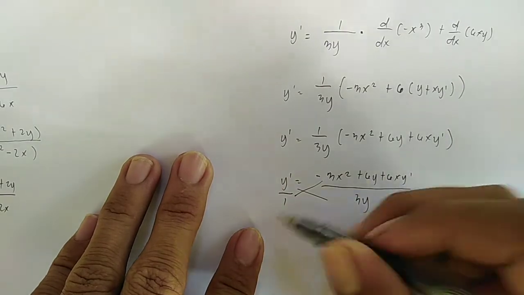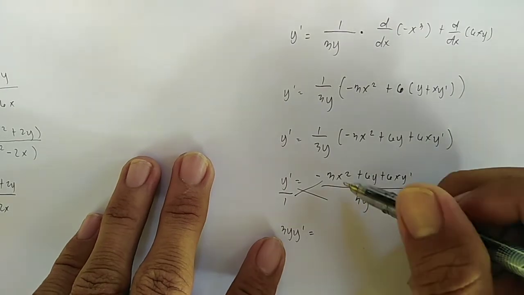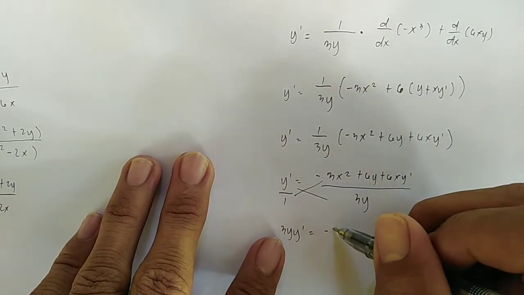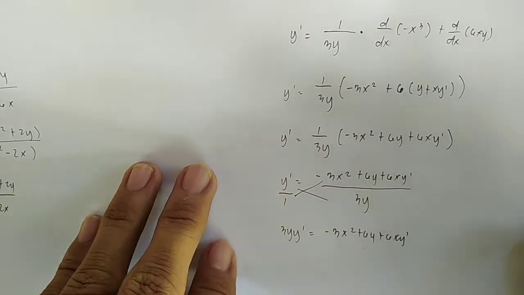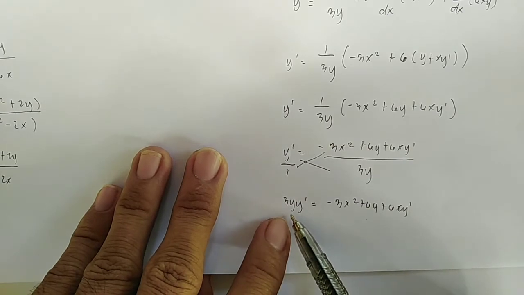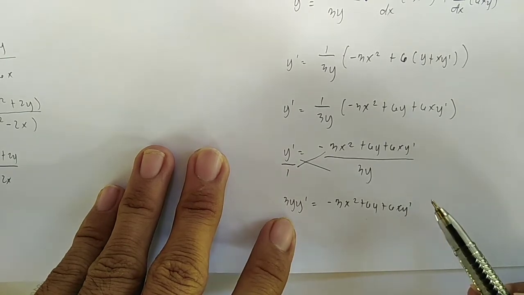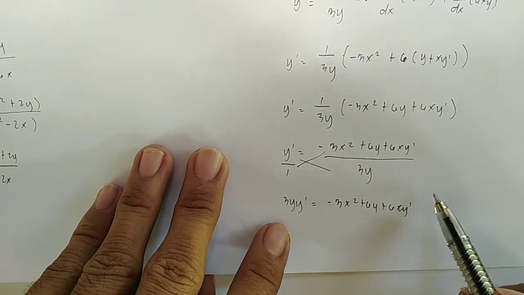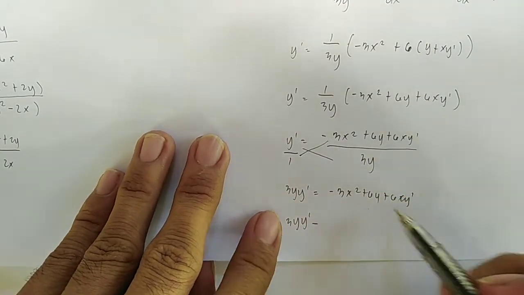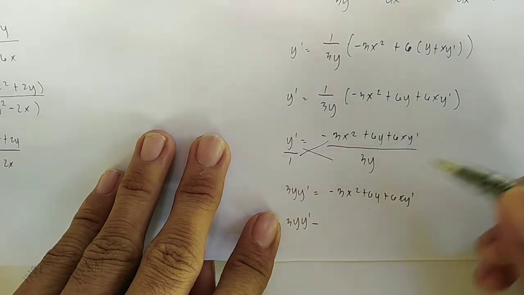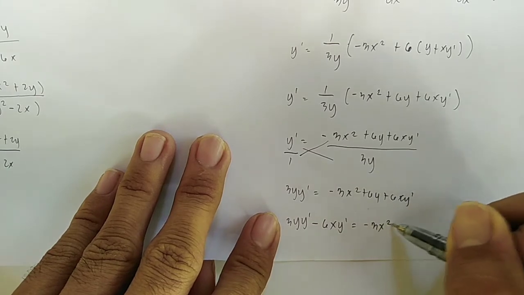So y prime times 3y will be 3y y prime. Then 1 times this expression in the numerator will become negative 3x squared plus 6y plus 6xy prime only. Notice that both sides have y prime, so we have to transfer positive 6xy prime to the other side. So we will get 3y y prime minus 6xy prime is equal to negative 3x squared plus 6y.